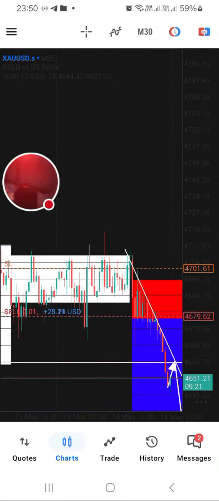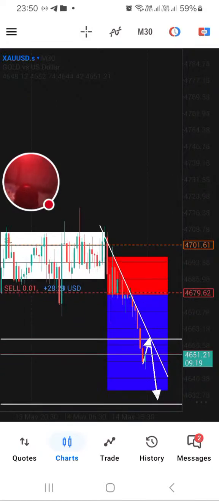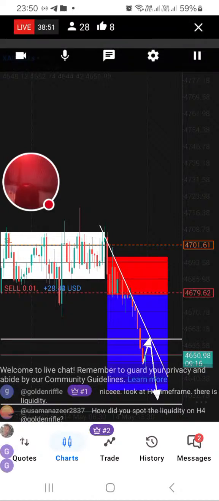So the market was ranging today, in fact, right? And boom, when the market confirms, I was in, guys. This is Mr. Risk every time. So nice look at the higher time frame. There is a liquidity. How did you spot the liquidity on that?